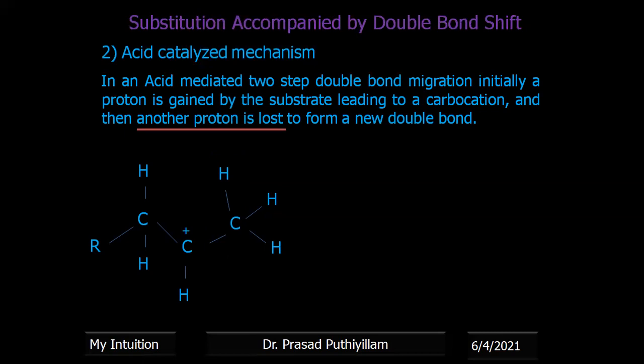Then another proton is lost to form a new bond. So that proton is lost, and this CH bond shifts to neutralize that positive charge. It forms a double bond there. Therefore, we get the double bond shift, which is acid catalyzed. So these are all general representations of the mechanisms.